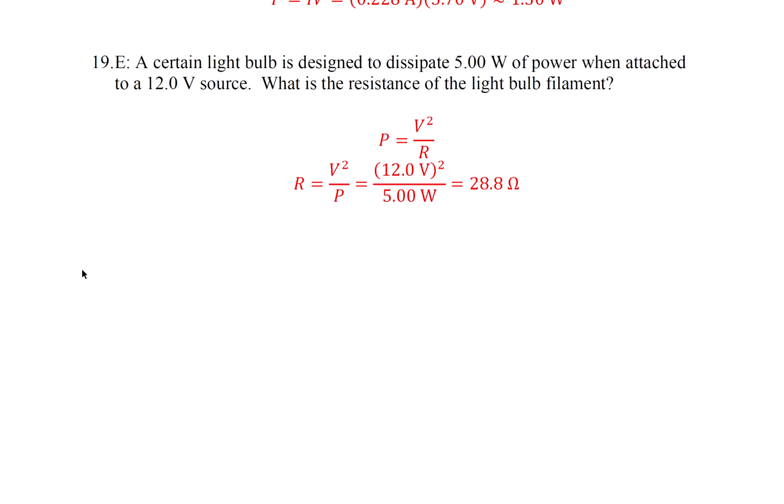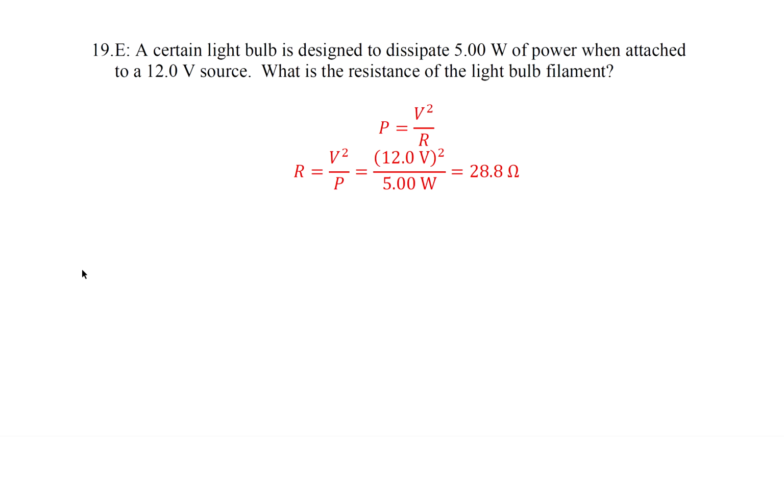Question 19, a certain light bulb is designed to dissipate 5 watts of power when attached to a 12 volt source. What is the resistance of the light bulb filament? So we're going to use P equals V squared over R and just solve for R.